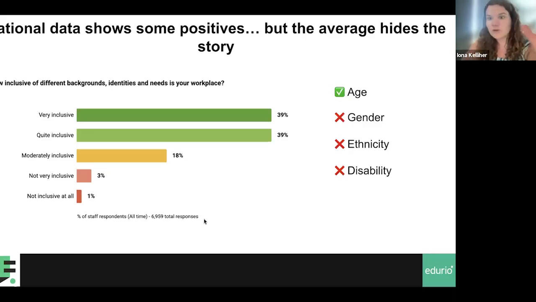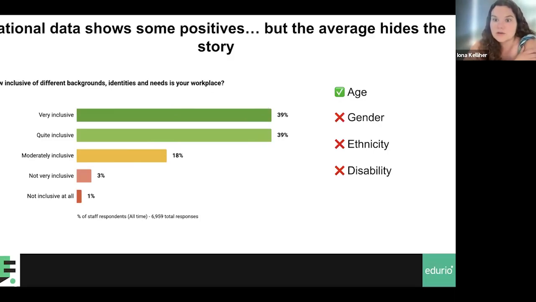So if we look at this on the whole, this looks pretty good. 4% of the people who've taken our survey don't feel that their organisation is inclusive. 96% feel that it's at least somewhat inclusive, and nearly 4 in 5 feel that it is quite or very inclusive. But that's at the national level. That's including all of the majority, all the people that hold a majority characteristic. When we break that down by characteristics, that's somewhat different.